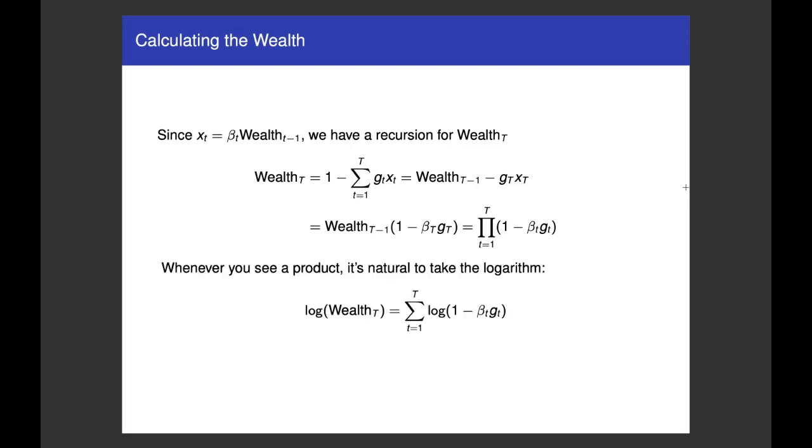Whenever I see a product, I tend to try to take a log because products are complicated and sums are less complicated. So we take a log, and we get the log wealth is equal to the sum of the logs of 1 minus beta times g. Great. So now we would like to use this to identify a good betting fraction beta star. One could fix beta_t to be a constant beta here, differentiate with respect to beta, and try to analytically compute the best beta star. That's a little bit complicated.